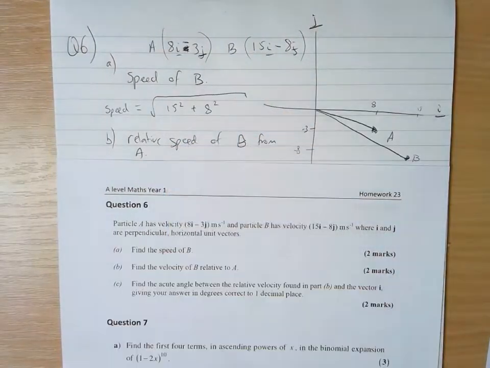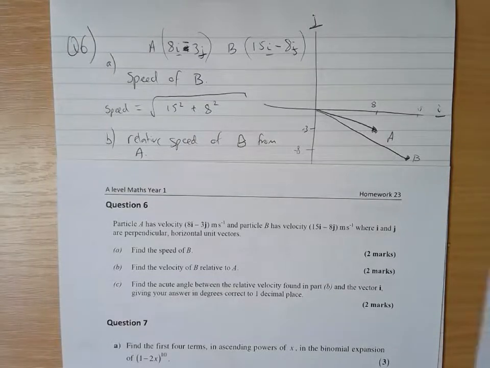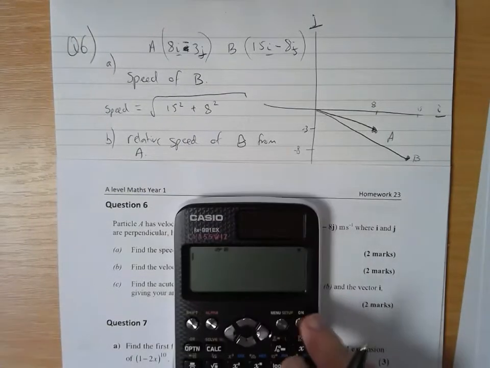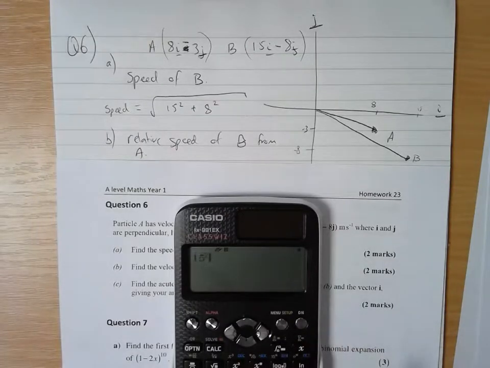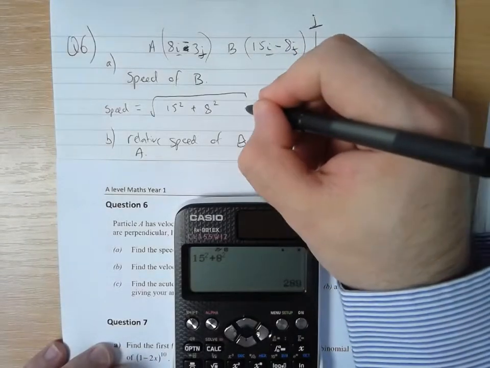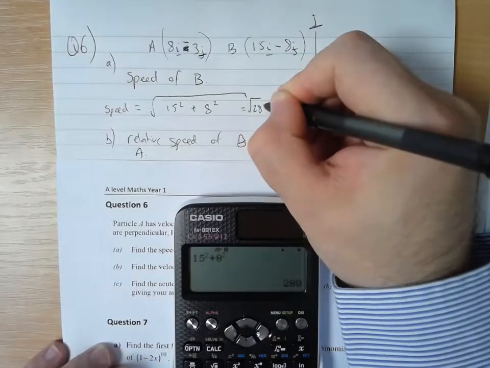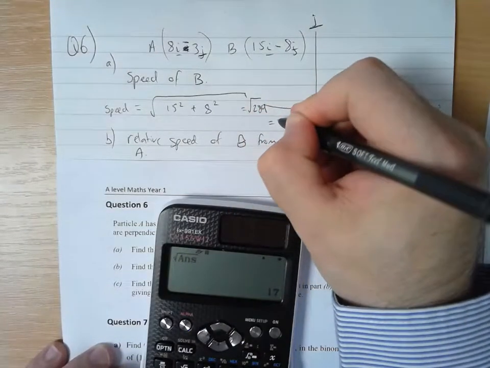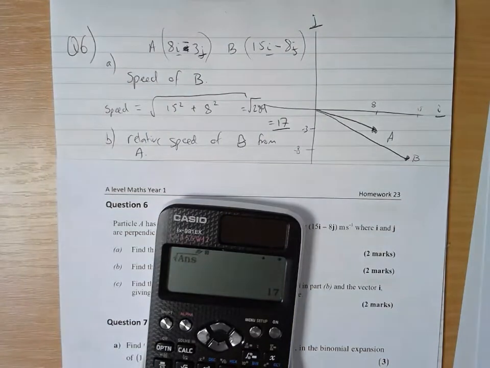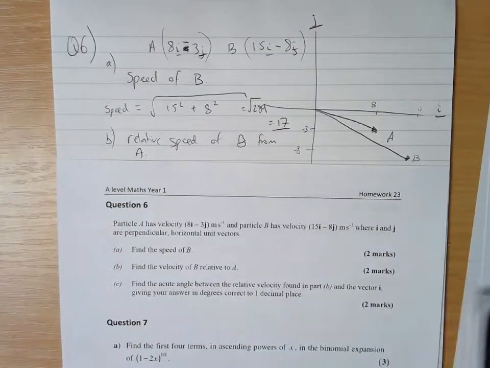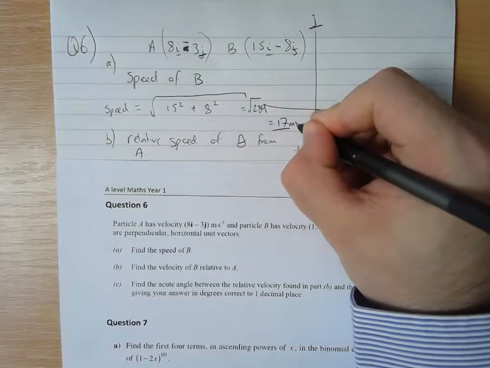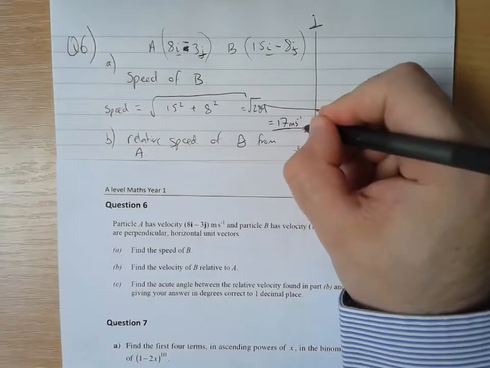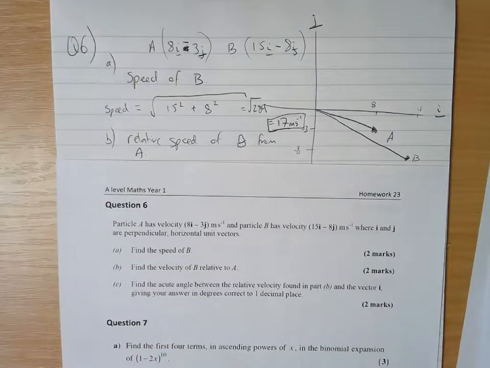If you want, you can think about it as plus minus 8 squared, but minus 8 squared is still the same thing. So if we want to do this on a calculator, we can do 15 squared plus 8 squared, which gives you that. So this is equal to the square root of 289. If we square root this, we end up with 17. 17 is our answer. We should really give it units, which is meters per second. So there's our first answer.